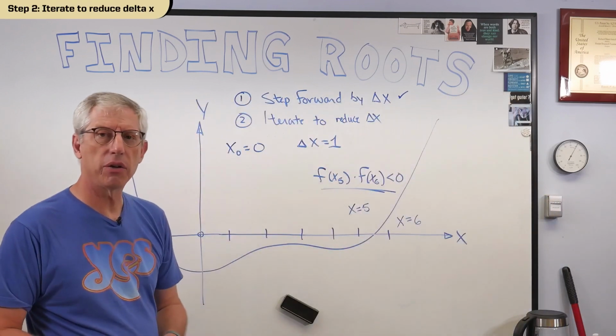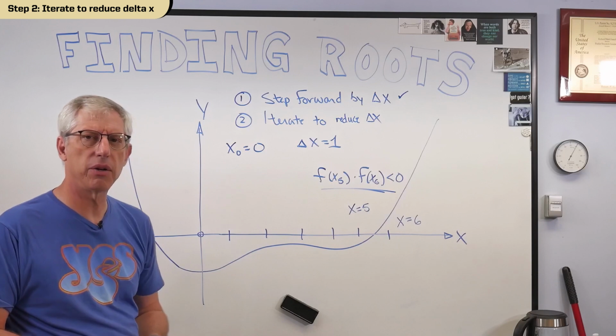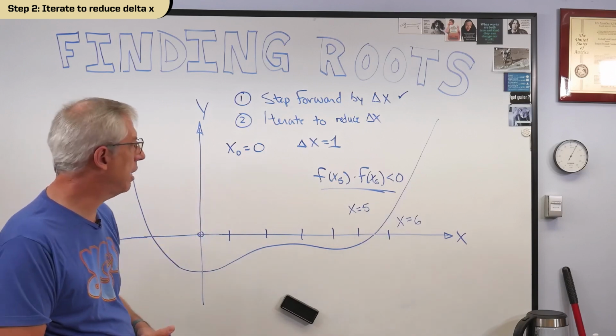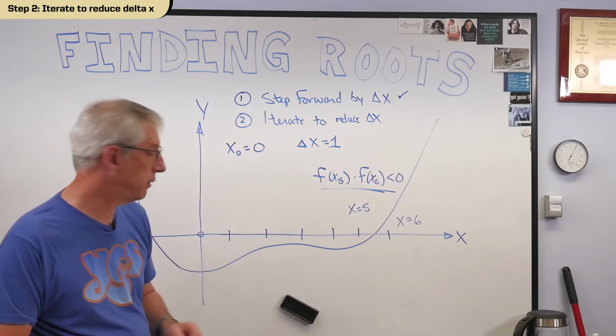Now we're going to iterate to reduce x. Well, how are we going to do that? Well, give me a second here. I'm going to erase the board to get us some real estate back here, and I'll sketch this out for us.